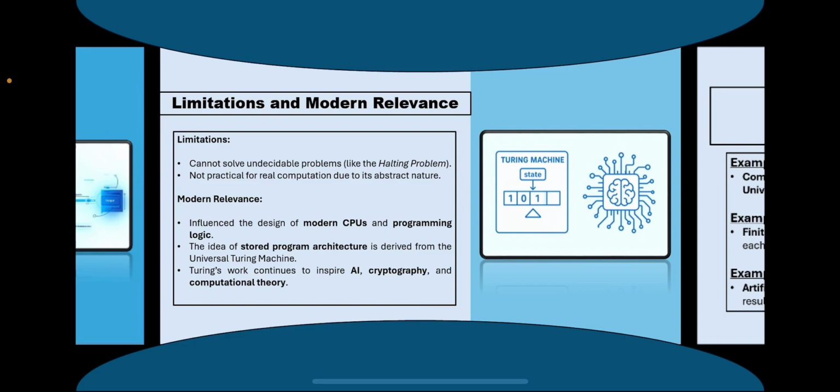Yet, its modern relevance is undeniable. Number one, hardware and software. It influenced the CPU design and programming logic. Number two, architecture. Stored program concepts are derived from the universal Turing machine. Number three, legacy. Turing's work continues to inspire artificial intelligence, cryptography, and computational theory to this day.